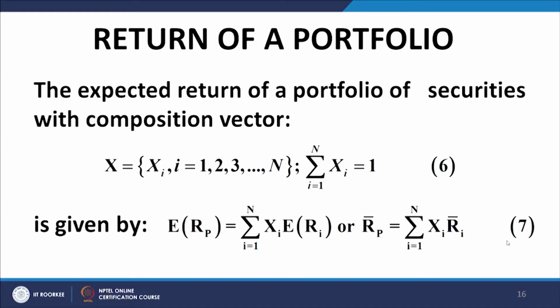So, now the expected return on a portfolio of securities. As I mentioned, the arithmetic return is portfolio additive in the sense that the return on the portfolio is the weighted average of the return of its constituent securities. So, that is what is represented in this formula number 7: the expected return of a portfolio of a number of securities is equal to the weighted average of the expected returns of the constituent securities, weighted by what? Weighted by the proportion of money that is invested in each security.